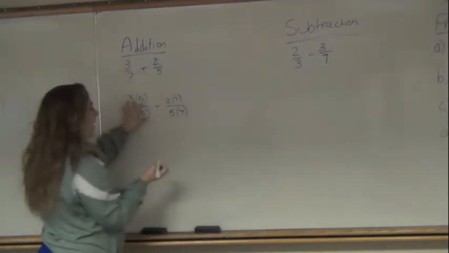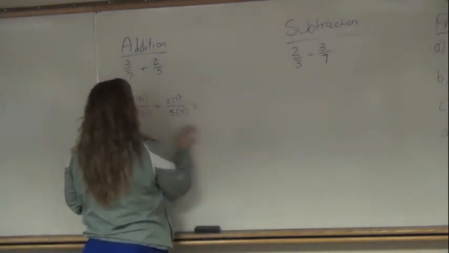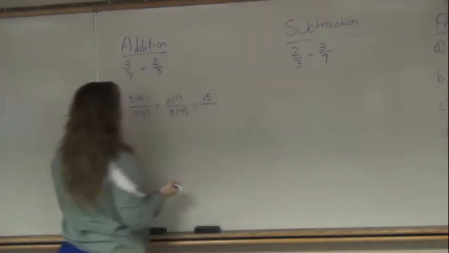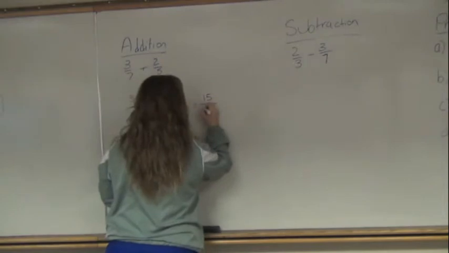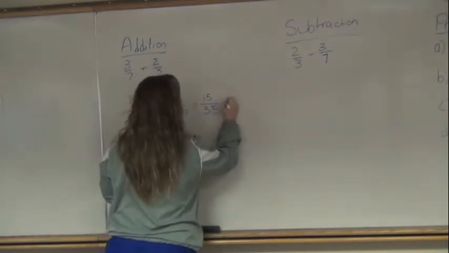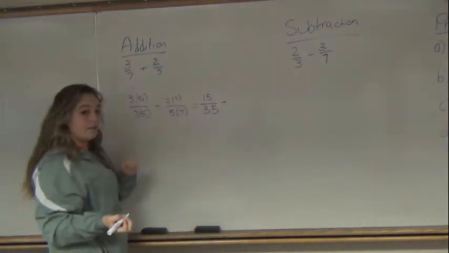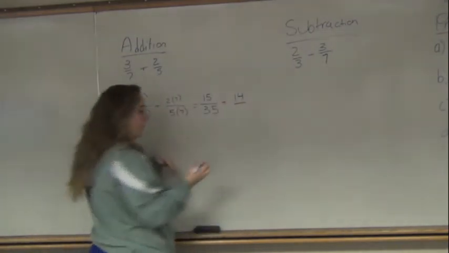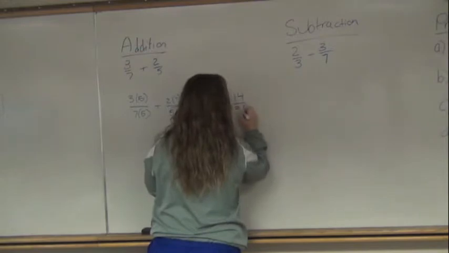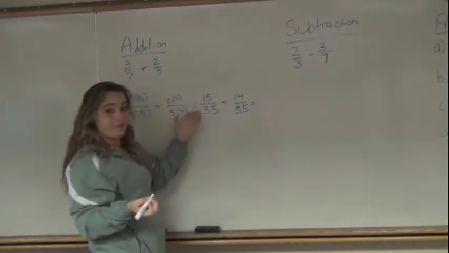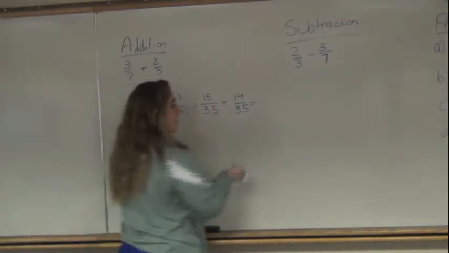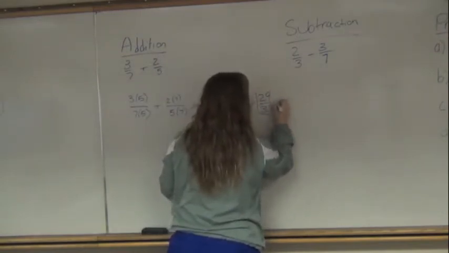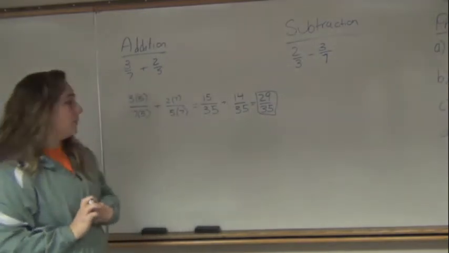So if we multiply what we have together, 3 times 5 would be 15. 7 times 5 equals 35, which is what our goal was. And we would add 2 times 7, which is 14, over 35, which was also our goal. And we would get 15 plus 14, you just add it out, 29 over 35. That is the simplest way to do addition.